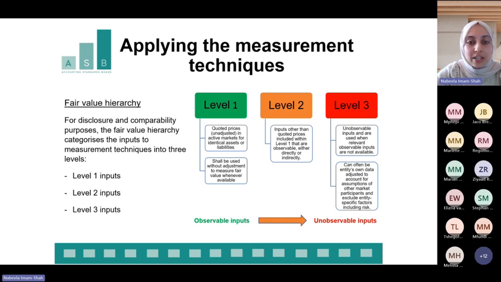Looking at level 2 and 3, which is when we move from observable to unobservable inputs. Level 2 are the inputs other than quoted prices included within level 1 that are observable either directly or indirectly. Level 3 inputs. These are unobservable inputs, and they are used when relevant observable inputs are not available. They can often be the entity's own data adjusted to account for assumptions of other market participants, and they exclude entity-specific factors, including risk.